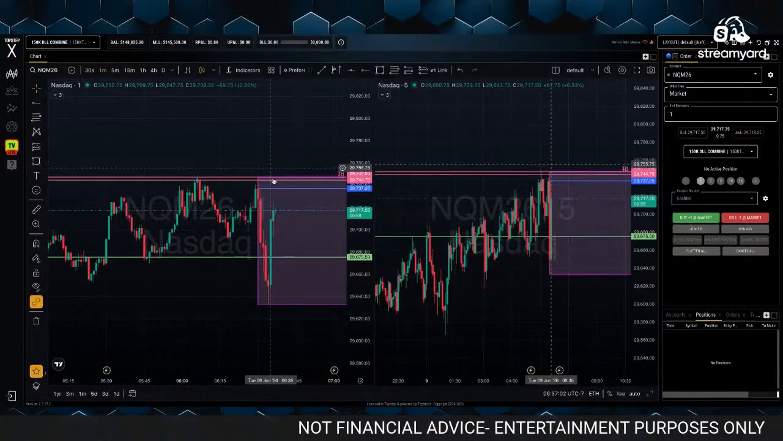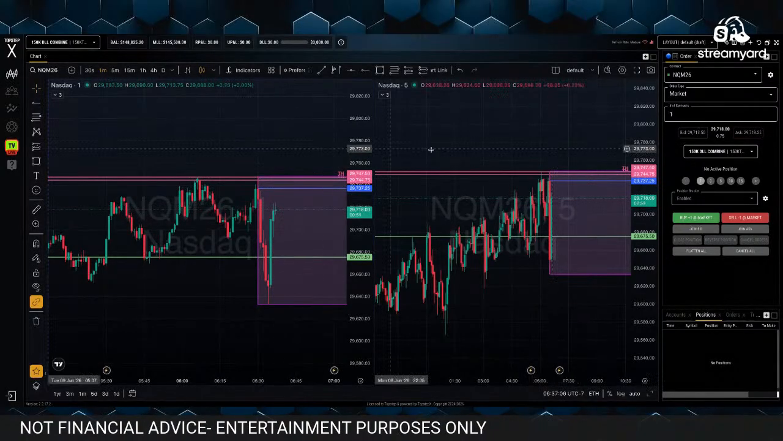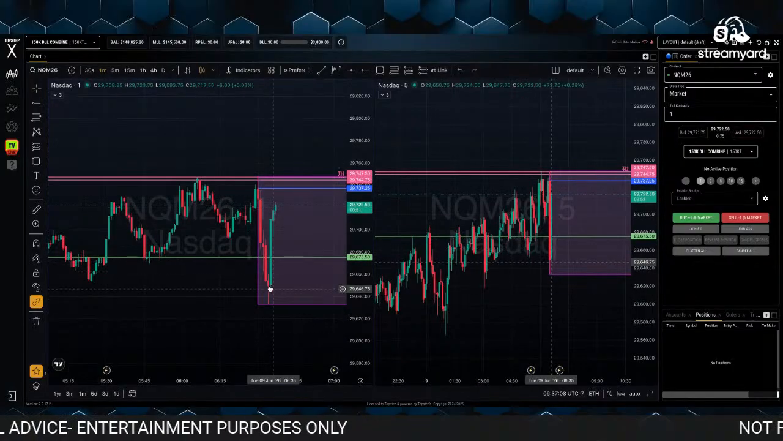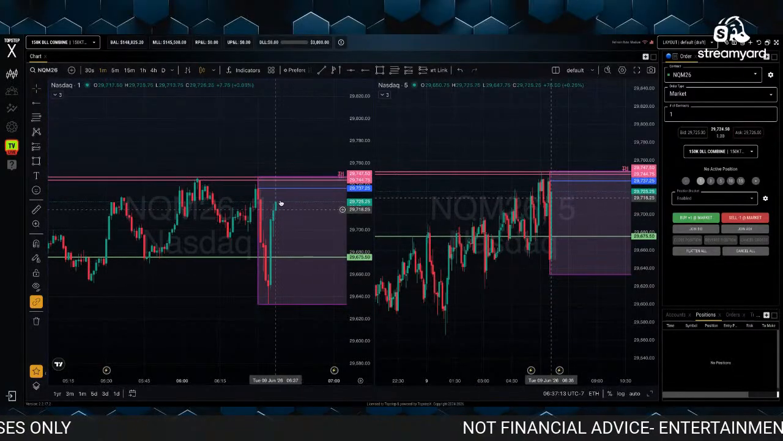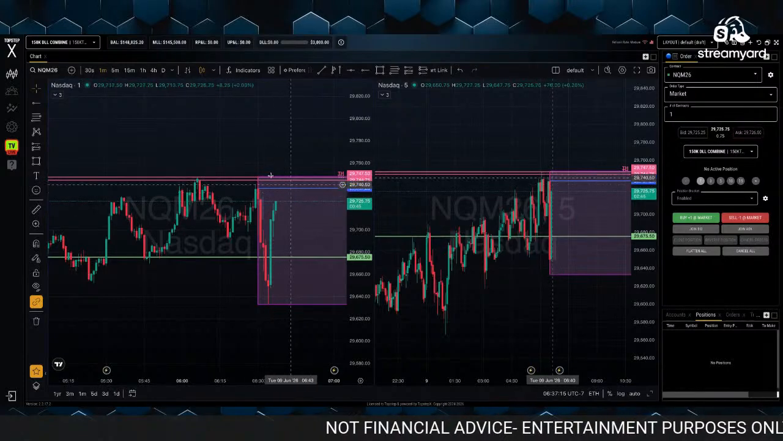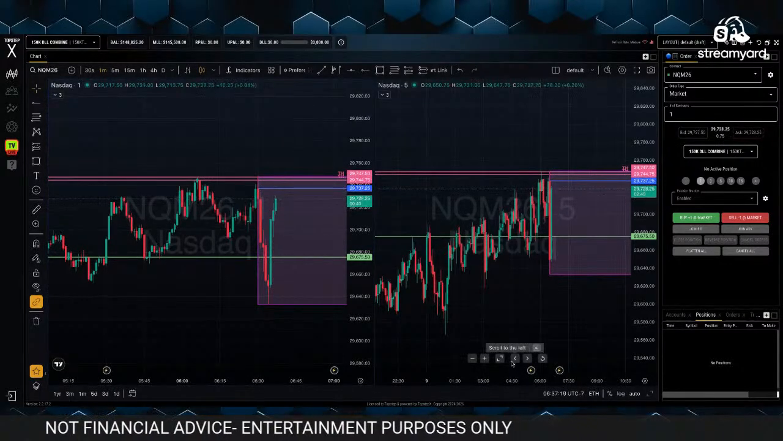So these lines right here, just think about them as magnets to where the candles are going to be pulled towards. So it's getting pulled up to these areas here, and you'll see it do something at these areas.